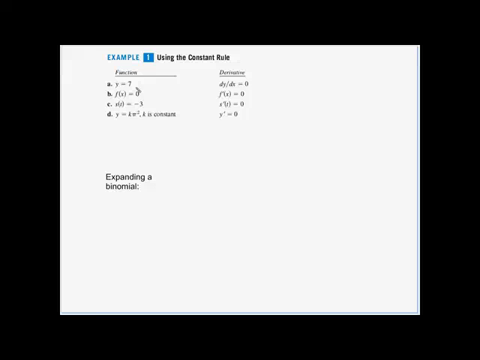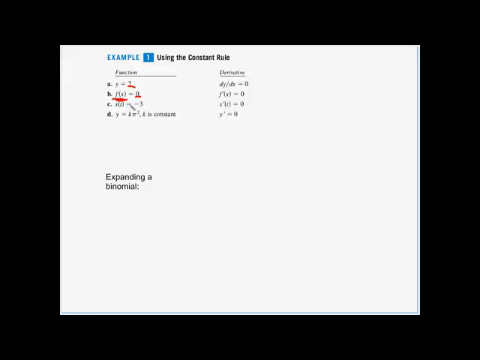In example 1, use the constant rule. So here's our function, y equals 7. The derivative, dy dx, is going to equal 0. Here's a slightly different notation. Instead of y equals, they have f of x equals, so we can use different notation for the derivative. Here's f of x is 0. Well, the derivative, f prime of x, the derivative of 0 is just a constant. Its derivative is also 0.